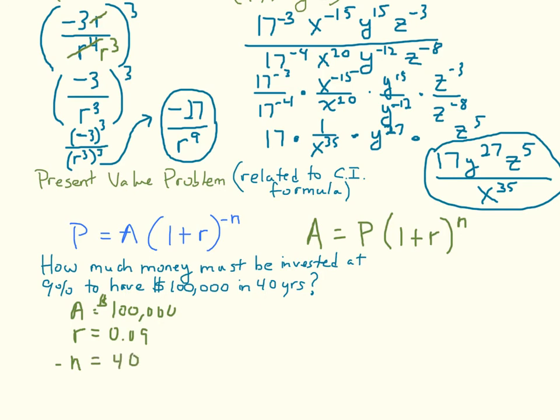So we'll substitute and we'll end up using our calculators here. So P equals 100,000 times 1 plus, we have to put that in decimal form, 0.09, and so that's going to be to the negative nth, so that's going to be 40. So remember, n is negative, so we're going to say negative 40 there.